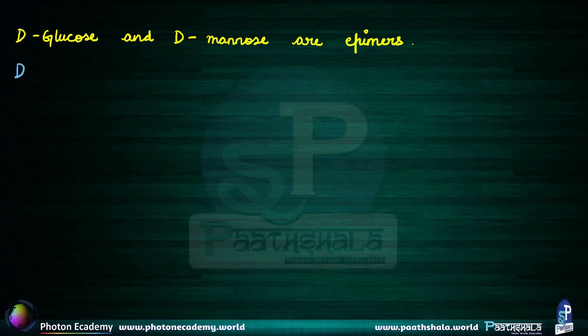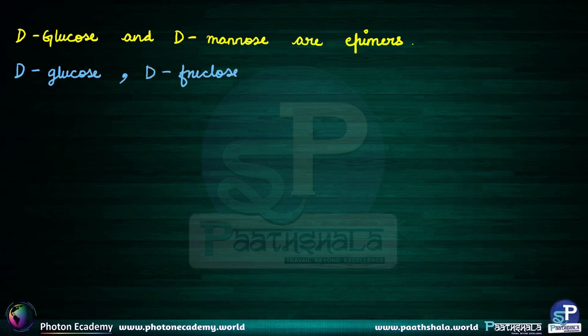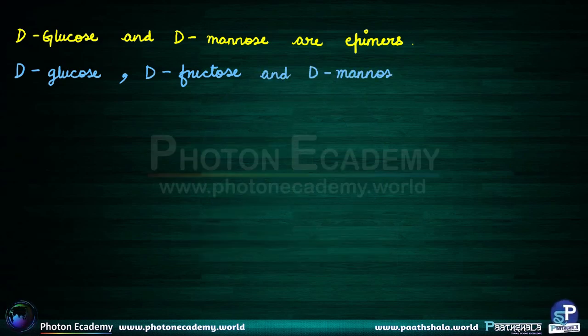But the main factor that we learned here was that D-glucose, D-fructose, and D-mannose are tautomers. That is the main point of highlight of all this. So they are tautomers. Okay, so this was the main point.